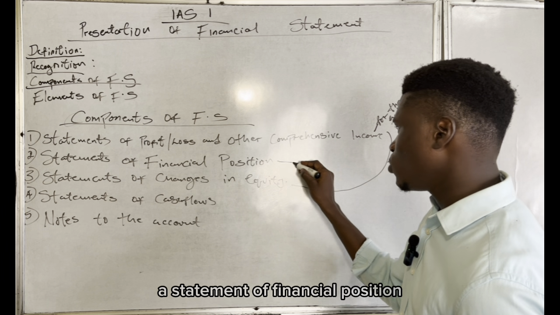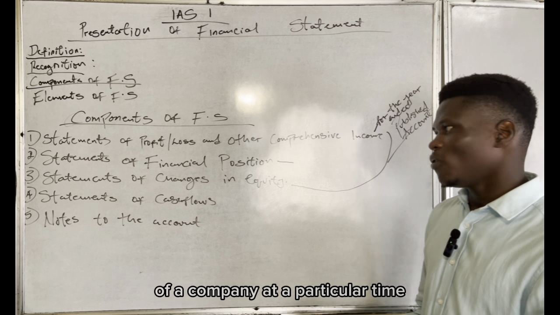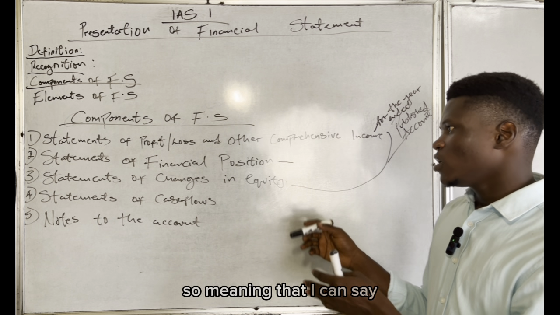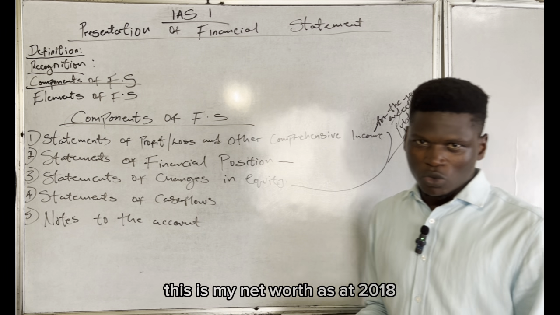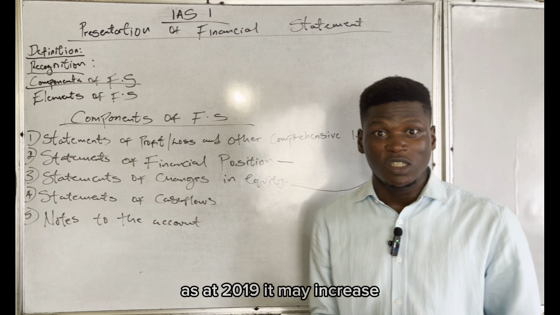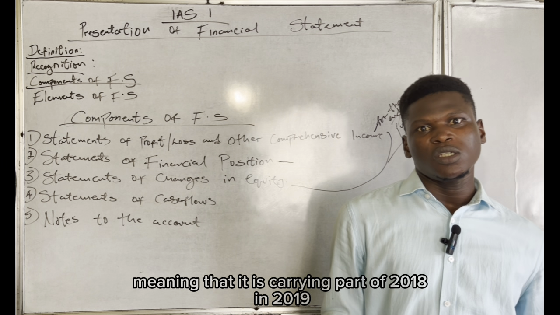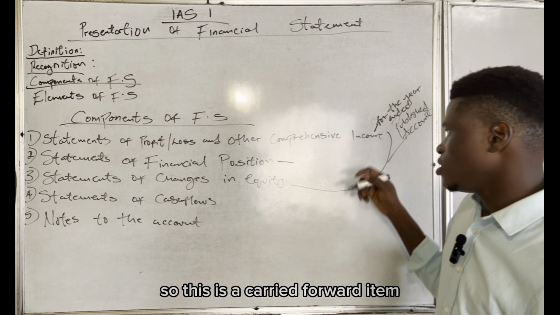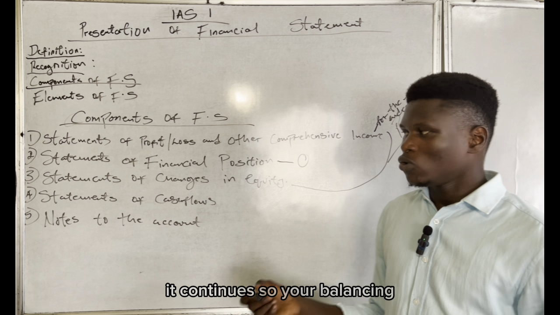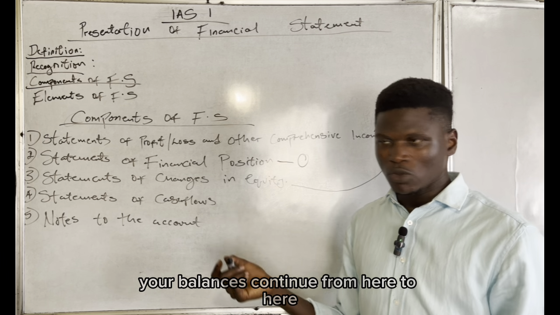But statement of financial position shows the current state of a company at a particular time. So meaning that I can say this is my net worth as at 2018. As at 2019, it may increase, meaning that it is carrying part of 2018 in 2019. So this is a carried forward item. It continues. So your balances continue from year to year.